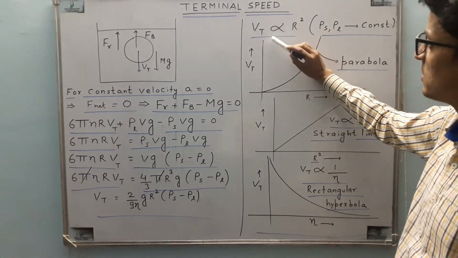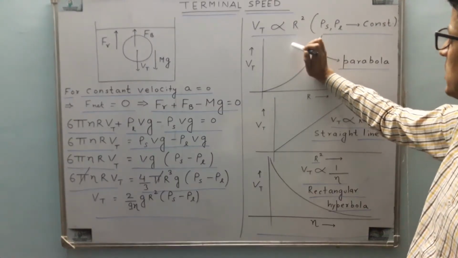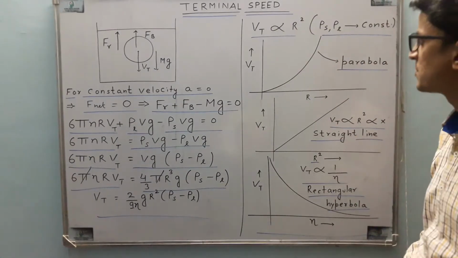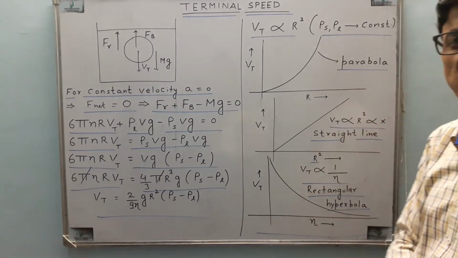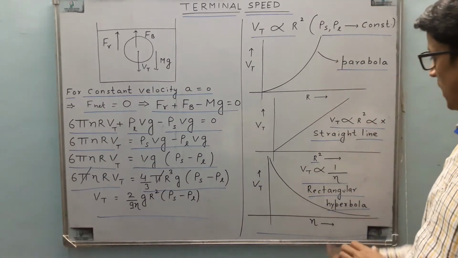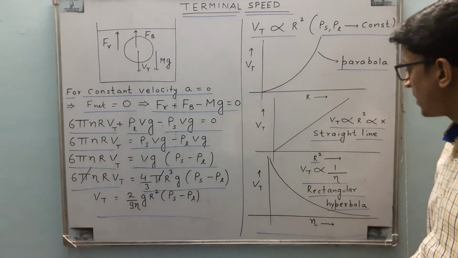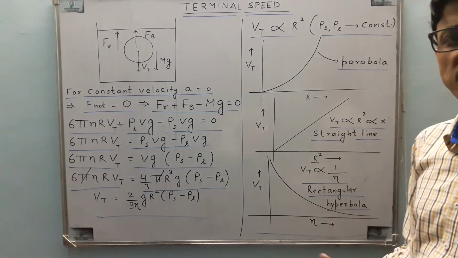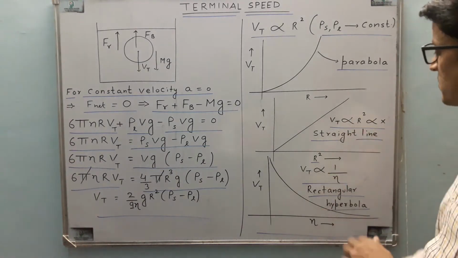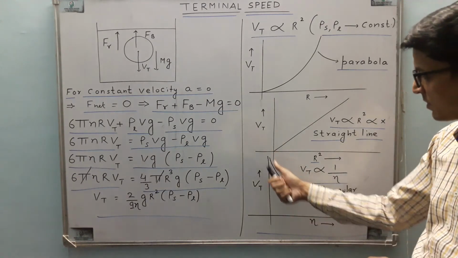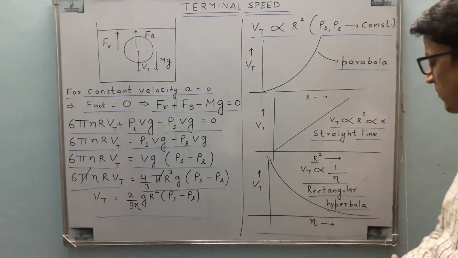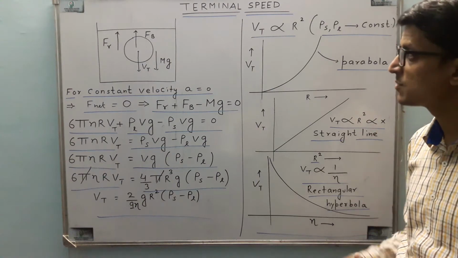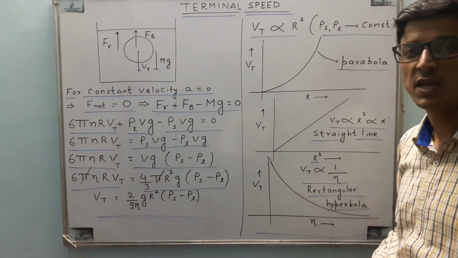The first thing is terminal speed is proportional to r square if rho solid and rho liquid are constant. So the graph will be a parabola between terminal speed and r. If you look at the graph between Vt and r square, that will be a straight line. I assume that r square is equal to x, so that will be a straight line variation. And if I draw a graph between Vt and eta, the graph would be a rectangular hyperbola. So in this way you can solve your questions quickly.